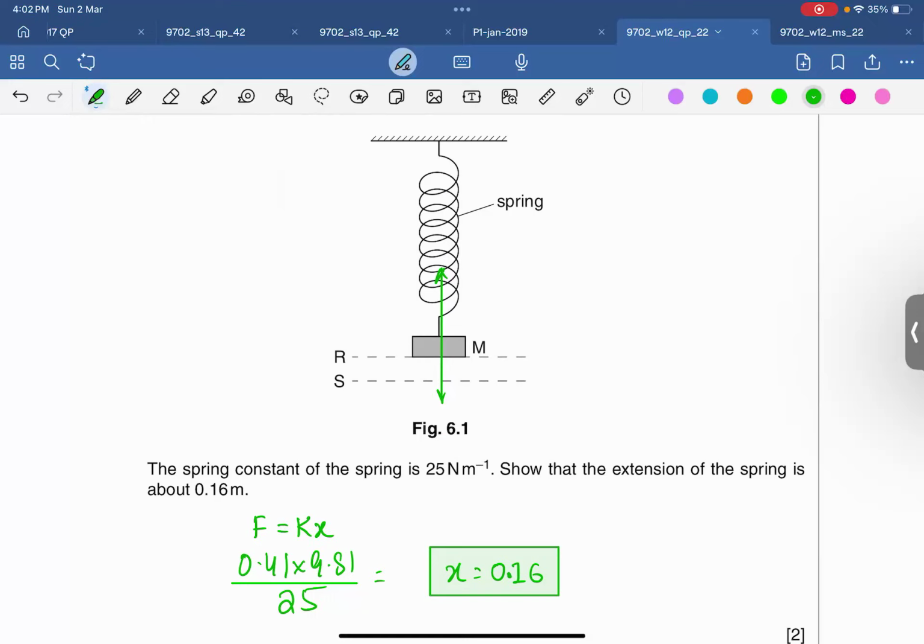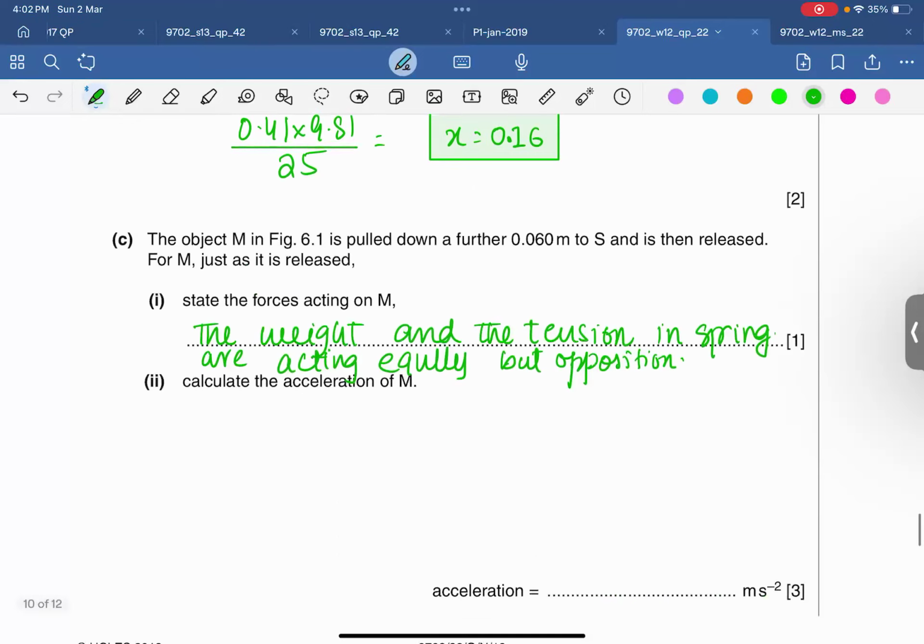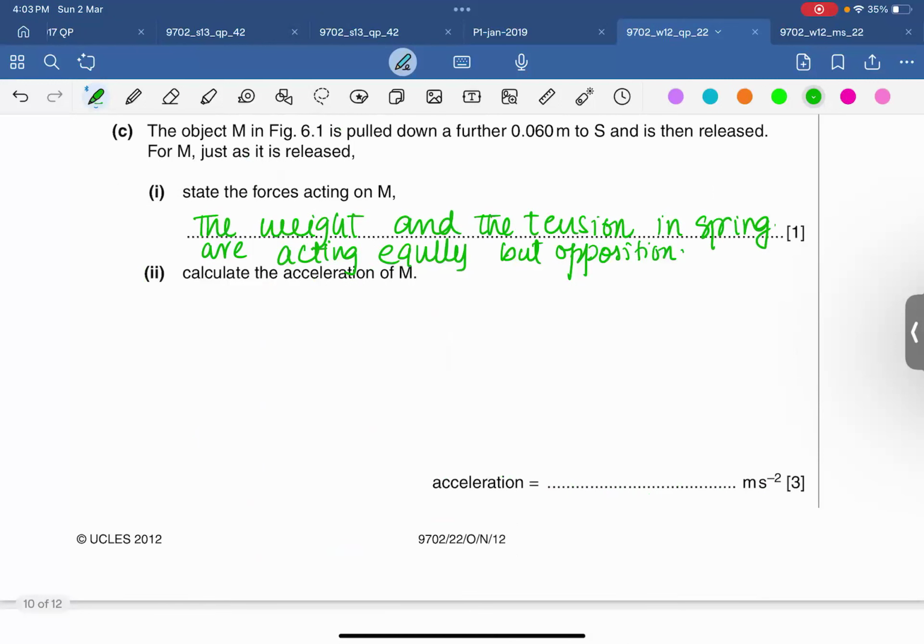If you consider the spring and the mass separately, but you cannot consider that because the whole thing is connected. So yes, that's why. Okay, please move on. Calculate the acceleration of M.